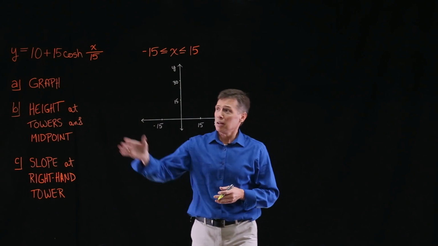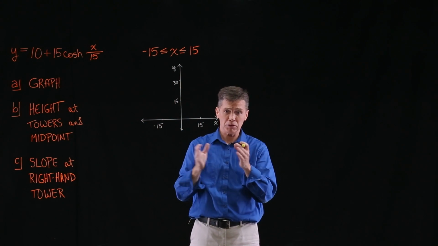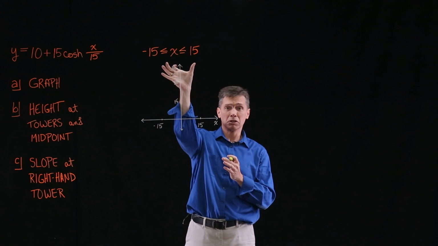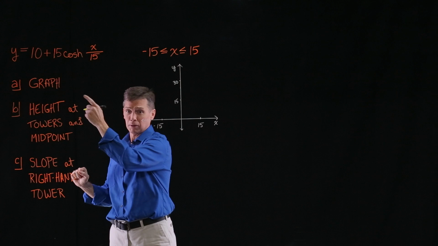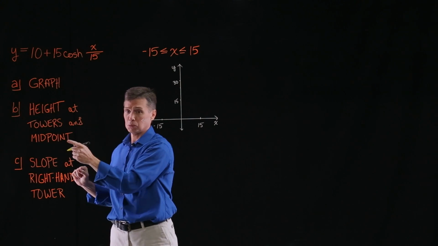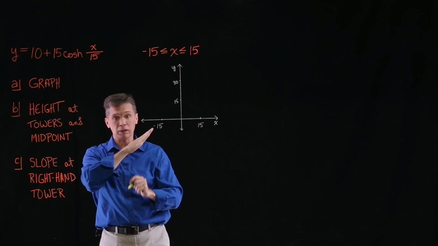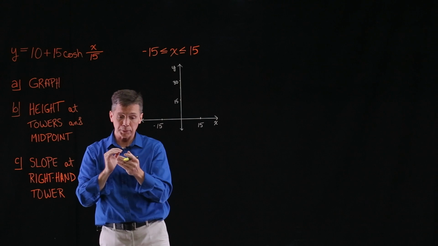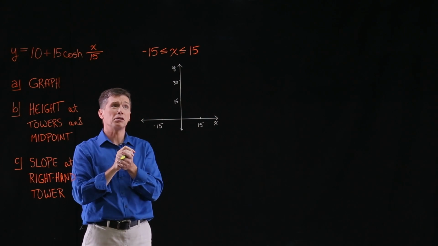Okay, in this problem, they give us this model for a power cable suspended from two towers. They tell us that we have a restricted domain. They ask us to do three things. They ask us to graph the model. They ask us what the height of the cable is at each of the towers, as well as at the midpoint. And then finally, they want to know what the slope of that cable is at the right-hand tower. Okay, you might want to grab a calculator too, because there are going to be some computations involved.